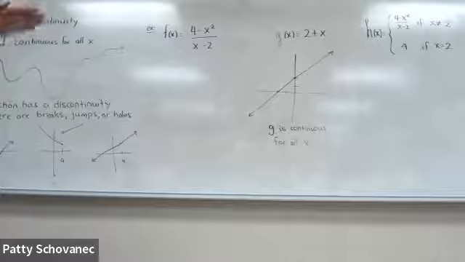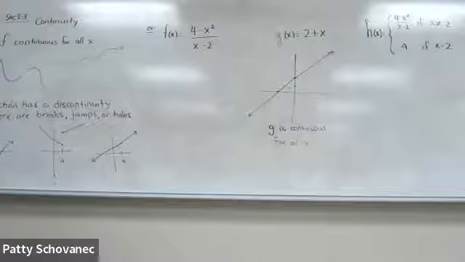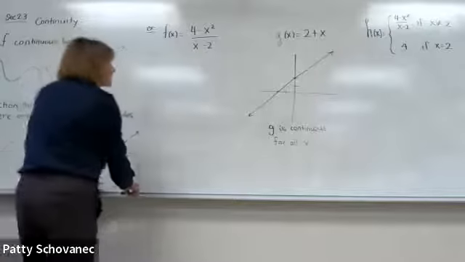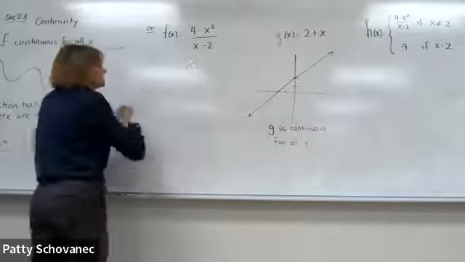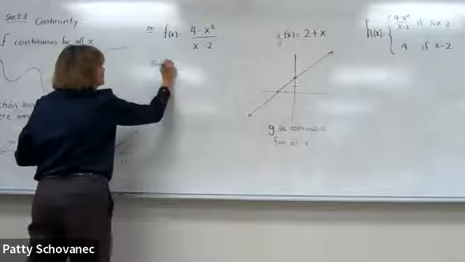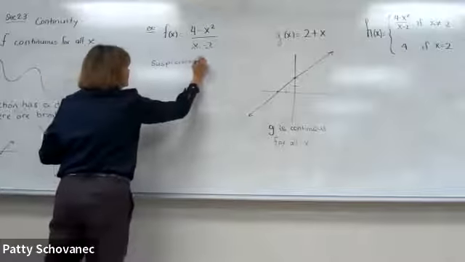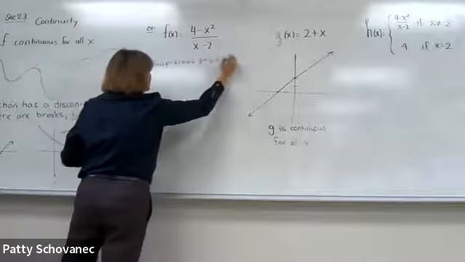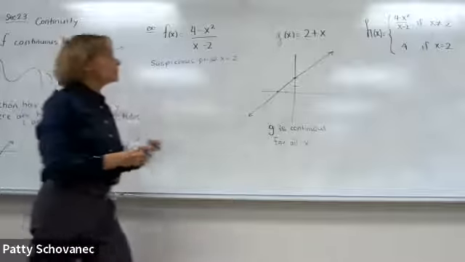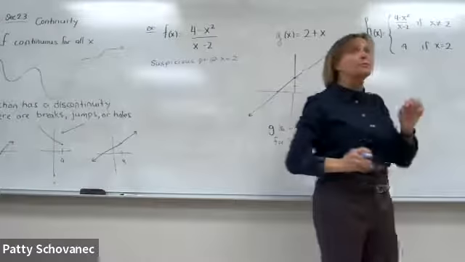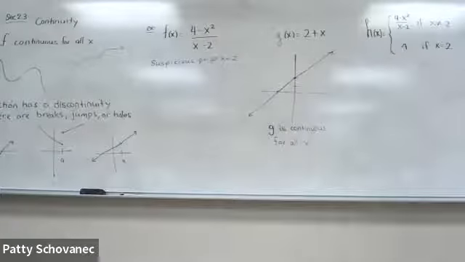The other 2 functions have an x minus 2 in the denominator. So I'm a little bit suspicious of what happens to those 2 functions when x is equal to 2. So we're going to call that a suspicious point. Everything else looks okay, right? Same thing here. I'm wondering what's happening at x is equal to 2. That's my suspicious point.